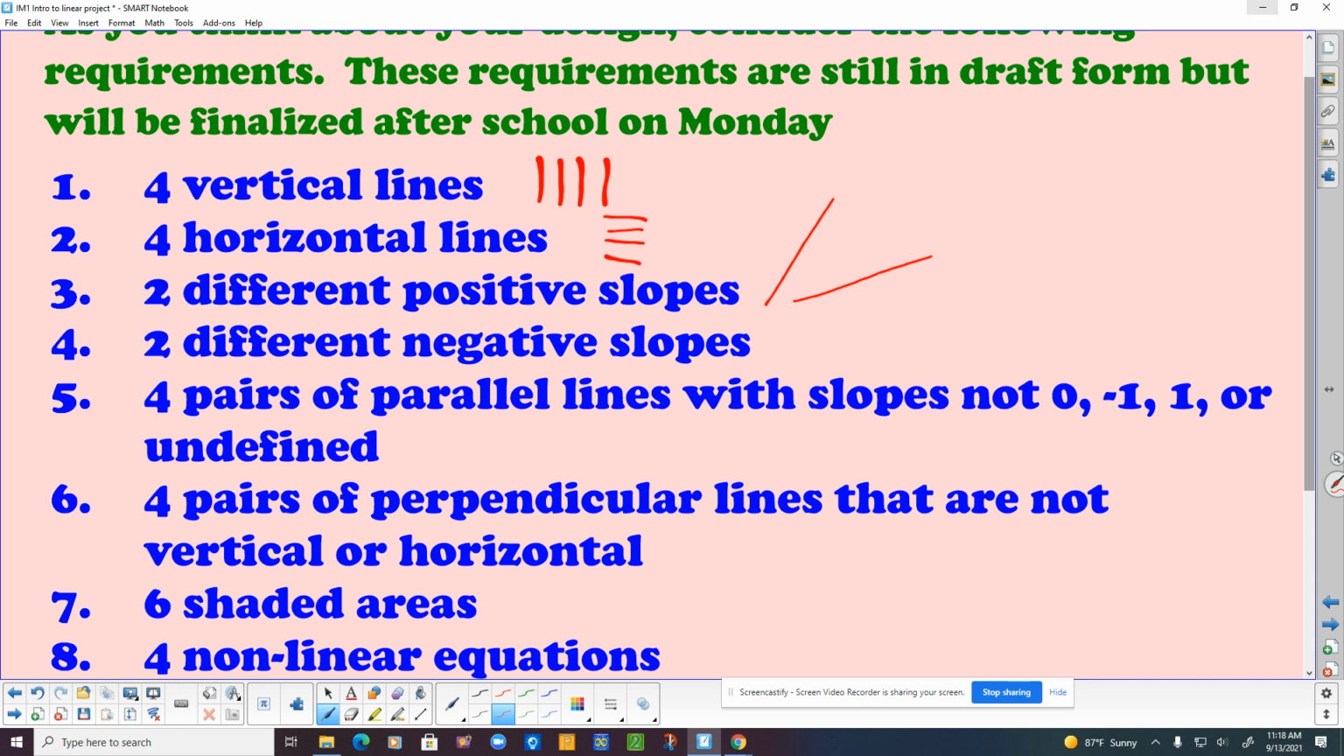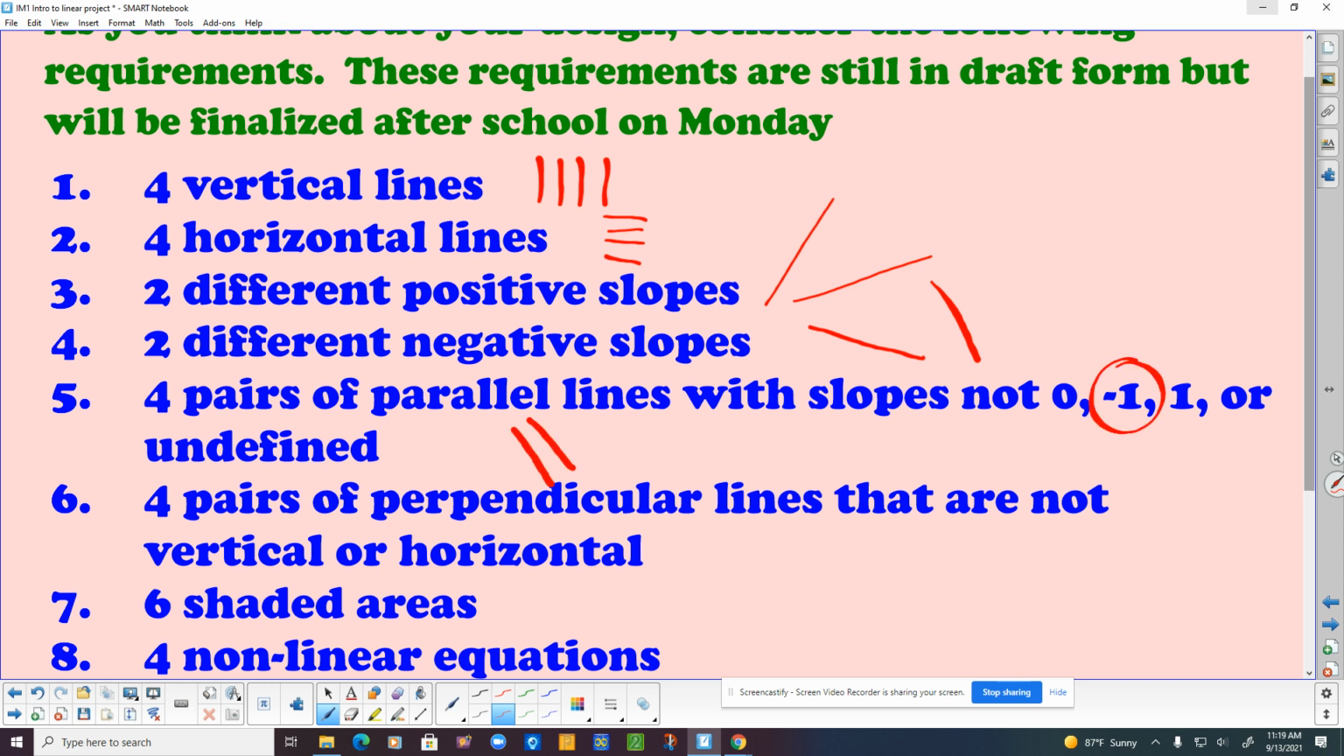Now make sure you're seeing this because this is how you're going to be graded. And I don't have to explain it again, because all I'm going to say is go watch the video. You want to know in advance. You never have to ask. Two different negative slopes. Here's one negative slope. Here's another negative slope. Different ones. Four pairs of parallel lines.